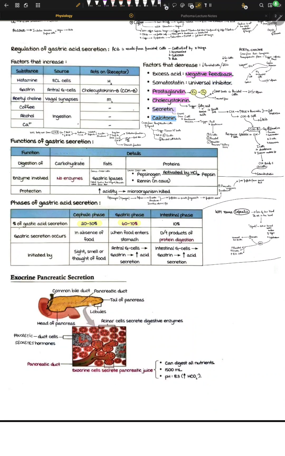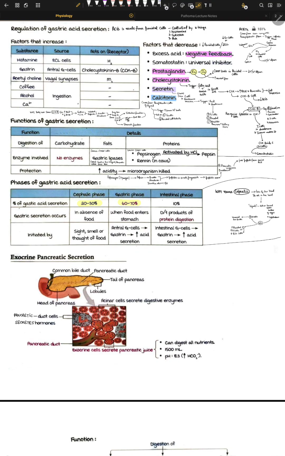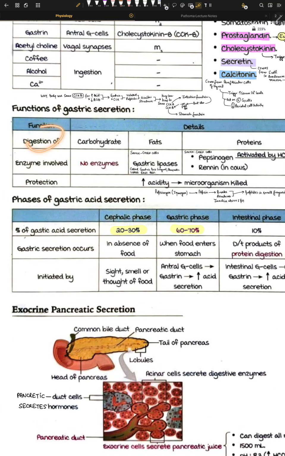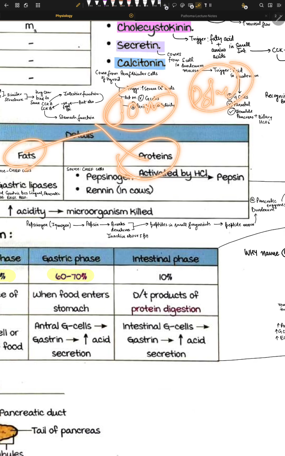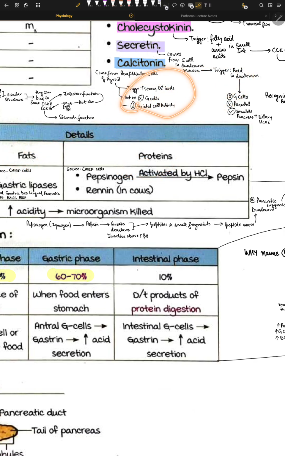And function of gastric secretion, phases of gastric secretion. Okay, so gastric secretion function, very simple function: digestion of fats and protein. Always remember, these fats and proteins are in complex or poly chains. What I mean is that they are in a very complex state. We need to break them down. Once we break them down, we will get simpler forms of these fats and proteins.